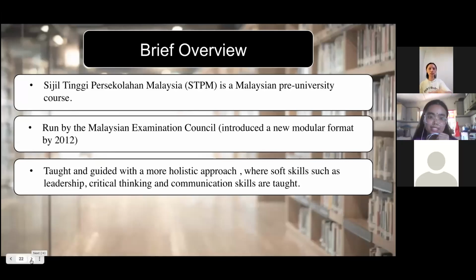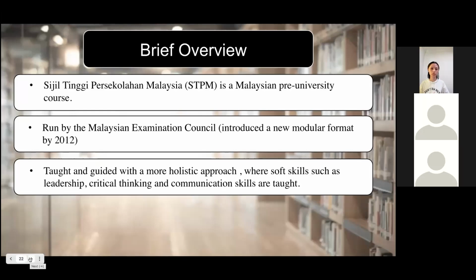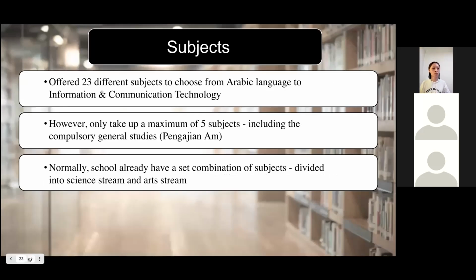Okay, so what is STPM actually? STPM, or its full name, Sijil Tinggi Persekolahan Malaysia, is one of the Malaysian pre-university courses. It is run by the Malaysian Examination Council, which introduced a new modular format in 2012. Throughout your journey in STPM, you will be taught and guided with a more holistic approach where soft skills such as leadership, critical thinking, and communication skills are taught.